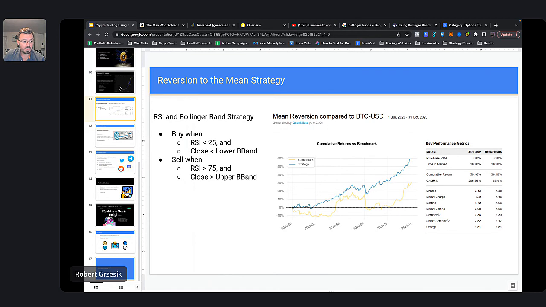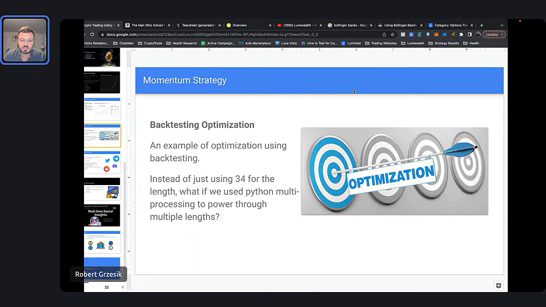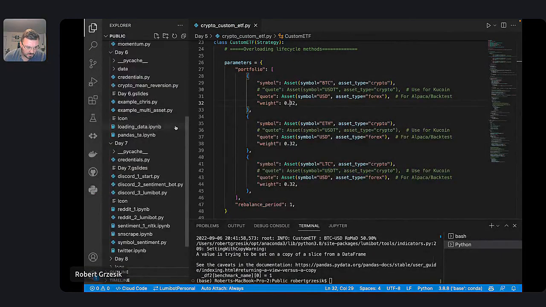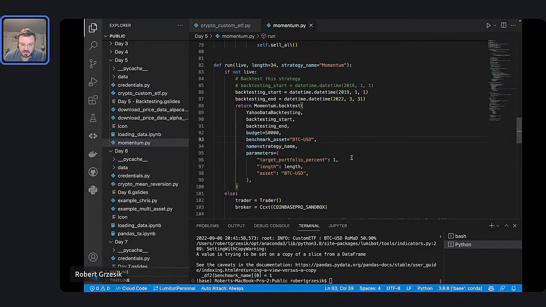Cool. Okay, so we've talked about those first two strategies. Now let me show you another strategy. This one is a little bit more for demo purposes, just to show you some of our tech. So let me find where this thing is here. The momentum. This is it.